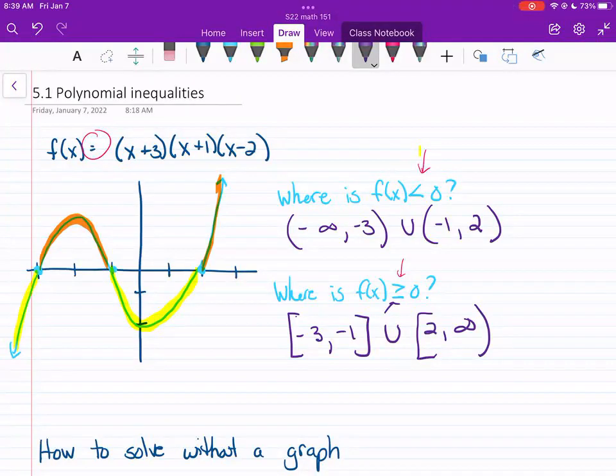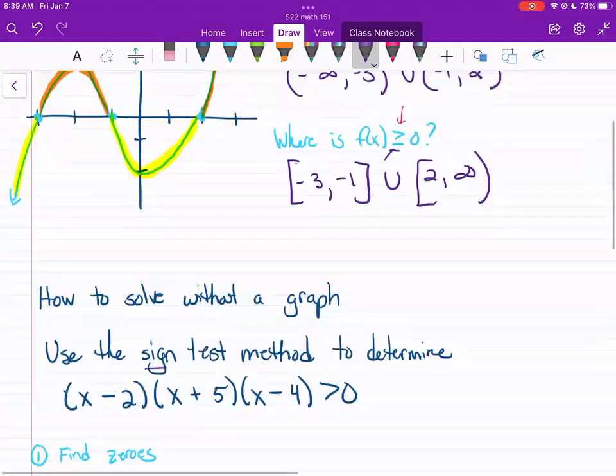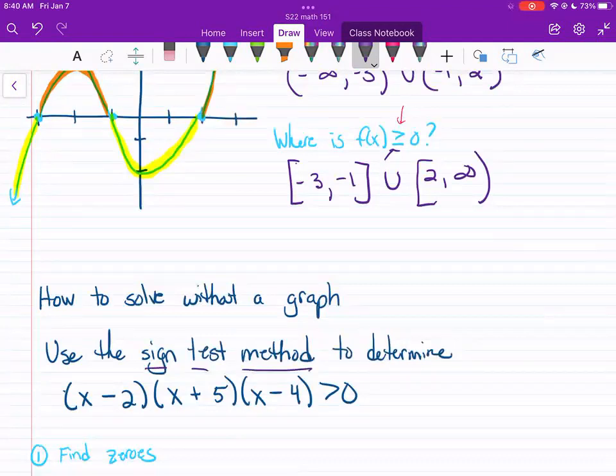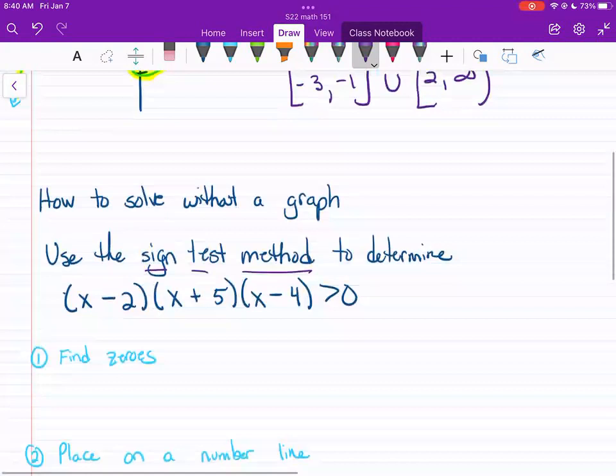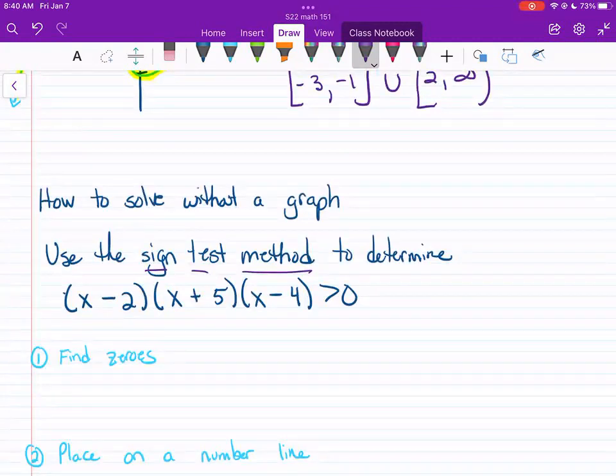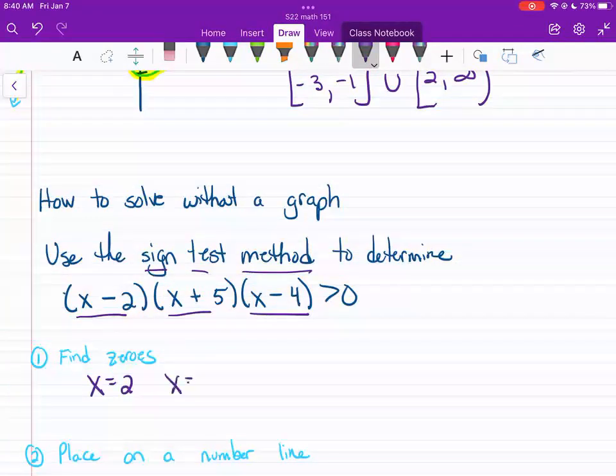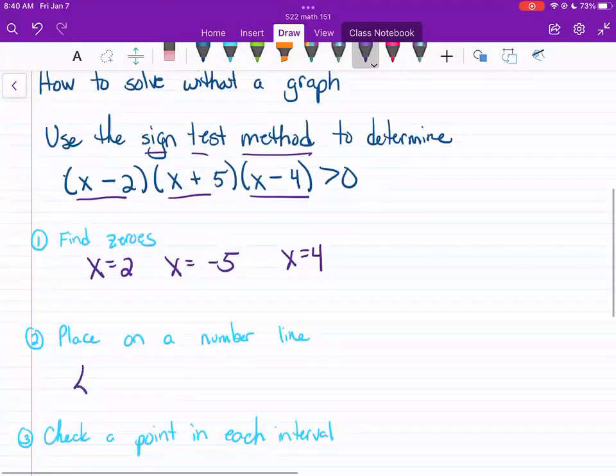If we don't have a graph, we need an algebraic method, and that's something called the sign test method. There are 3 basic steps to the sign test method. Once you have it in factored form, then you can first of all find the zeros. And remember, the zeros, we use the zero product property. And so here our 3 zeros would be x equals 2, x equals -5, and x equals 4. Those help us create our intervals.